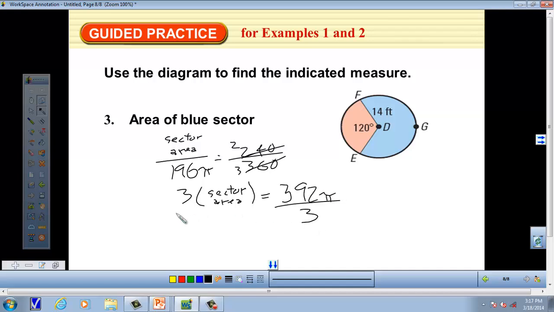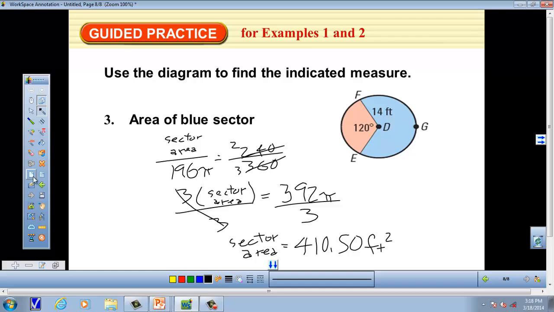We would divide both sides by 3. And since those aren't going to simplify, we would say sector area equals this. So I'm going to do 392 times pi divided by 3. We end up with 410.50 square feet. Hopefully some of you saw there was a quicker way to do this.